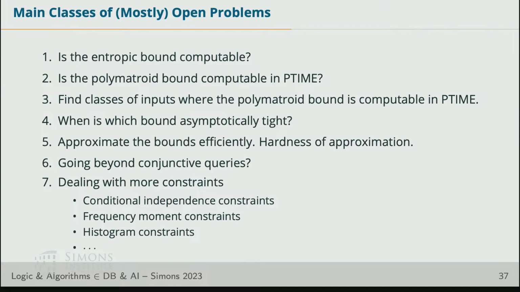Frequency moment constraints, histogram constraints. In databases, it's very common to have histograms. So you will say that, for this range of vertices in the graph, the maximum degree is 5. For a different range of vertices, the maximum degree is 7, and so on. You divide the graph into different communities, and then you have different bounds for different communities. And yeah, most of these are really open.